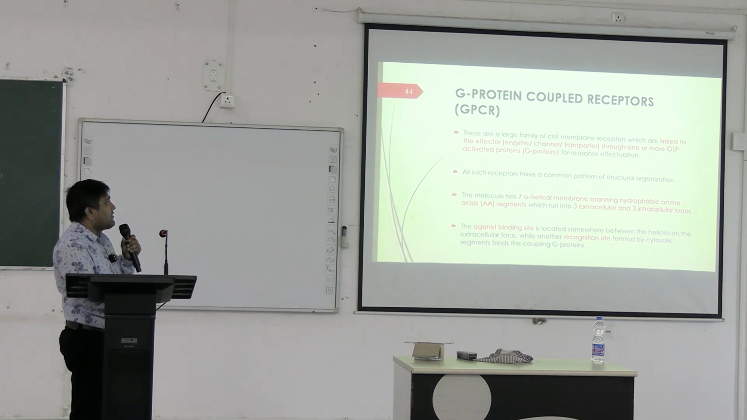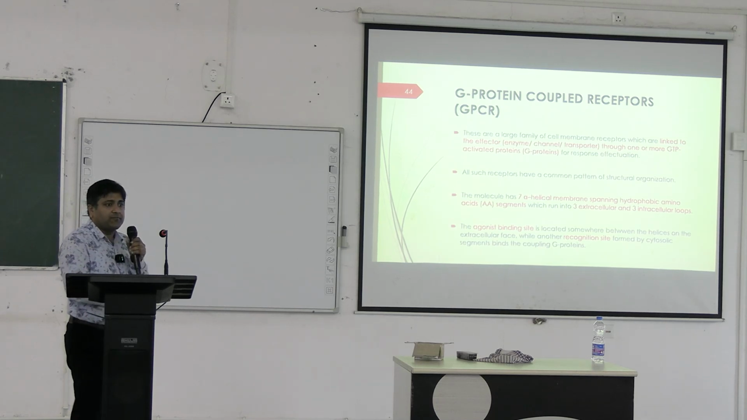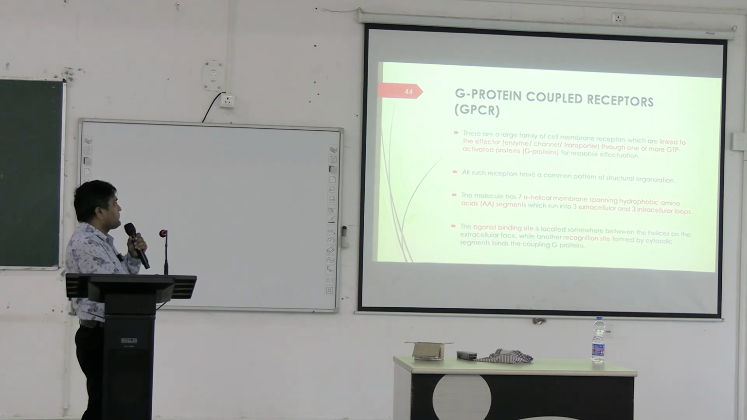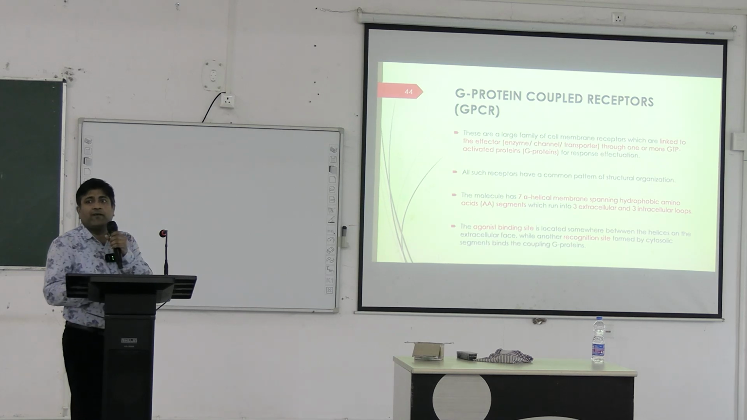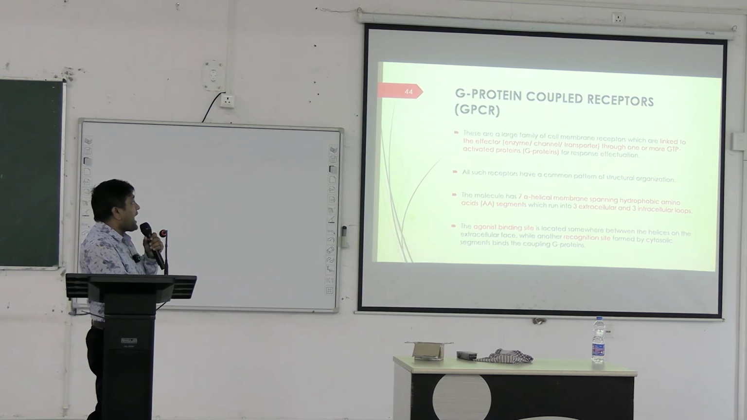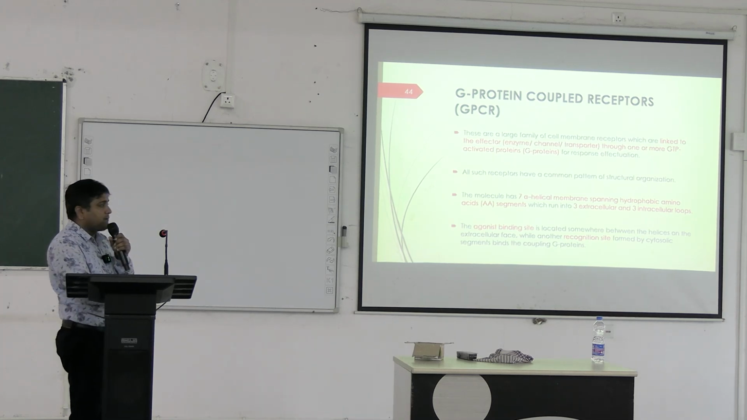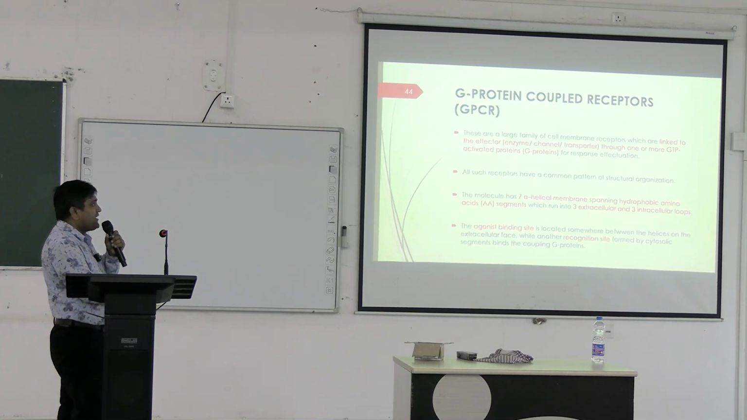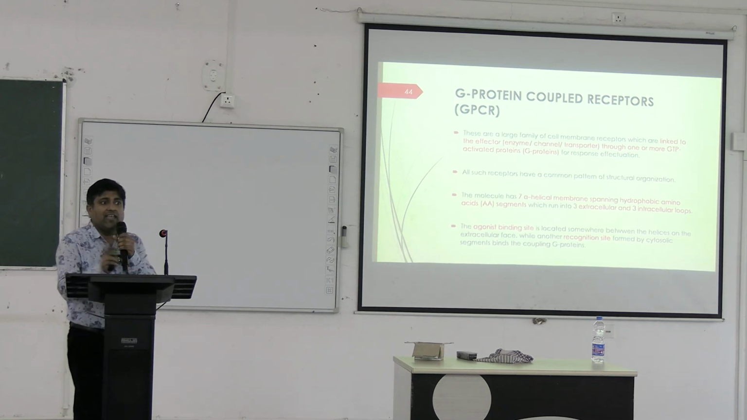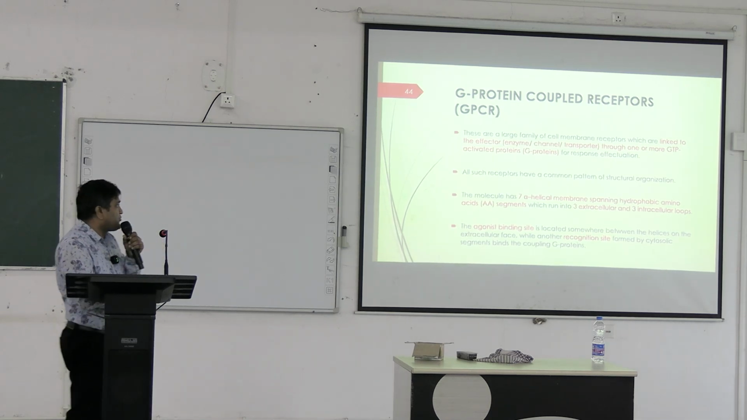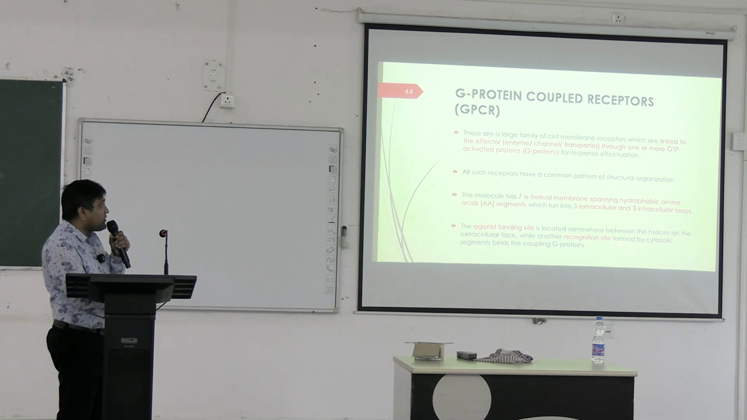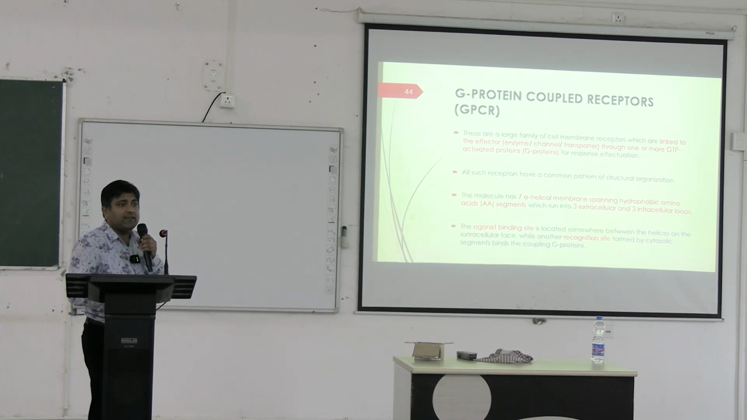All such receptors have a common pattern of structural organization. What is that common pattern? The molecule, that is a G protein coupled receptor, has 7 alpha helical membrane spanning hydrophobic amino acid segments with 3 extracellular and 3 intracellular loops. We will show the picture. The agonist binding site is located somewhere between the helices on the extracellular loops or phase, while another recognition site is formed by the cytosolic segment that binds the coupling G protein.